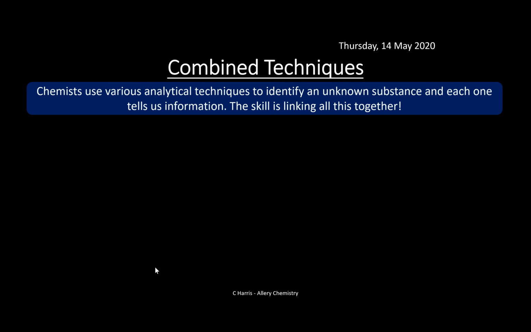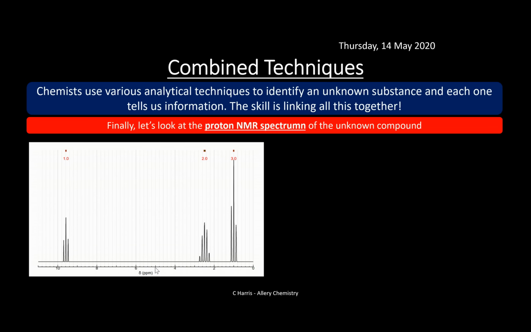And like I say, we need more information to confirm what our molecule is, but we know a little bit more about it. Okay, so let's look at our proton NMR spectrum, and we're going to use this again to try and find out the unknown compound.